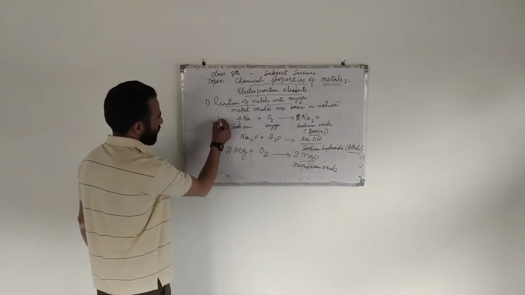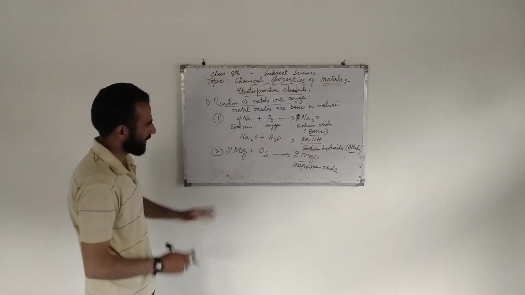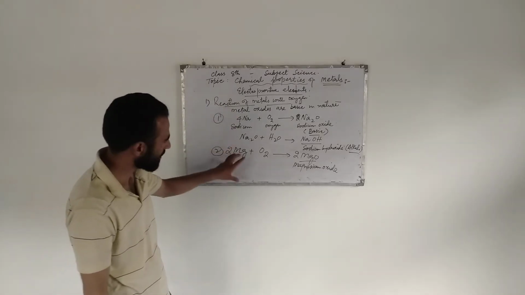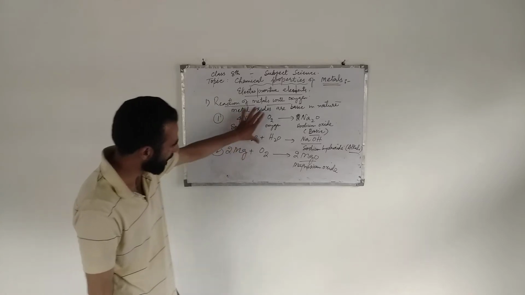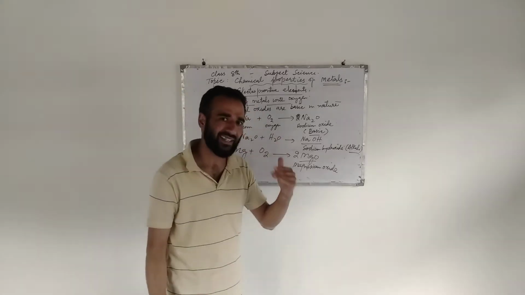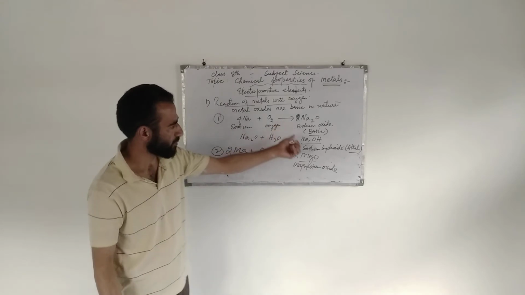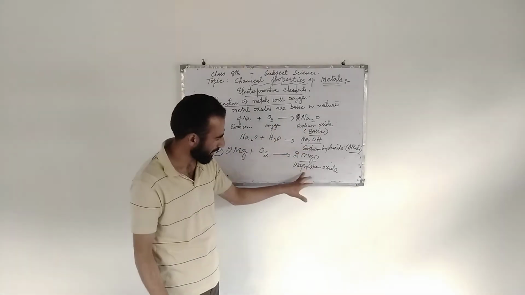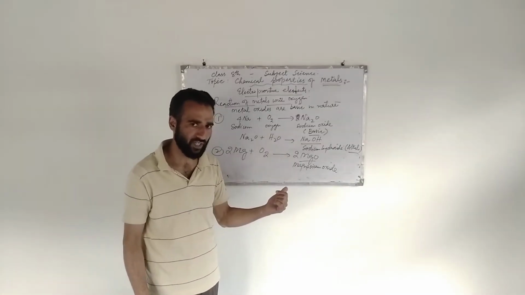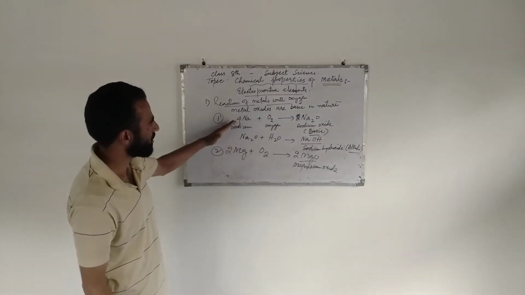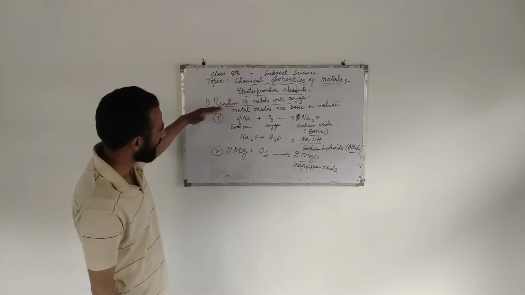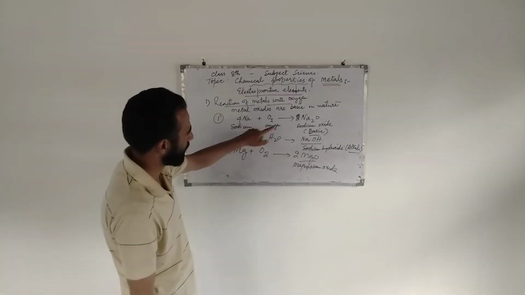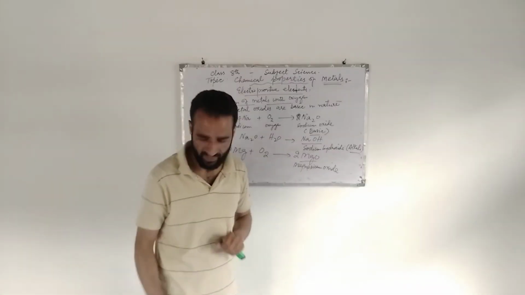So in these two examples, we see that either it is sodium or magnesium, these two metals combine with oxygen and form their respective oxides. Sodium forms sodium oxide and magnesium forms magnesium oxide. Magnesium oxide is also basic in nature. This is the first chemical property of metals, that metals combine with oxygen and form metal oxides, and these metal oxides are basic in nature.